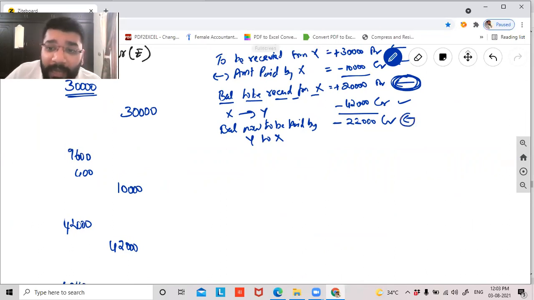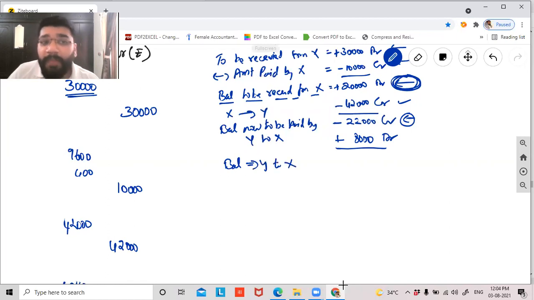So I need to reduce the liability, guys. To reduce the liability, I'll give a debit, opposite of credit, and opposite of minus is plus. So what is the balance amount which Y owes to X? The balance amount which Y owes to X is how much? 14,000. 14,000 rupees credit balance. Tell me, okay or not okay?